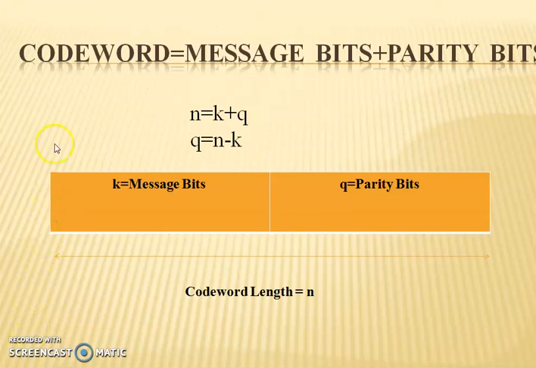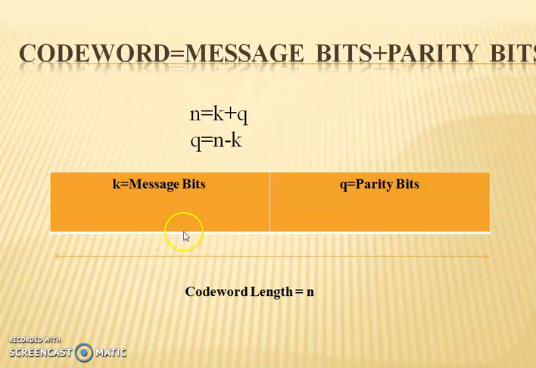For such type of numerical, first we have to find out the values of N, K and Q. A code word is formed by the message bits followed by parity bits. You can see this diagram where small k indicates the message bits followed by Q parity bits. When we combine them, that is nothing but the code word. So the code word length will be denoted by N. So N is equal to K plus Q, or I can write that Q is equal to N minus K.